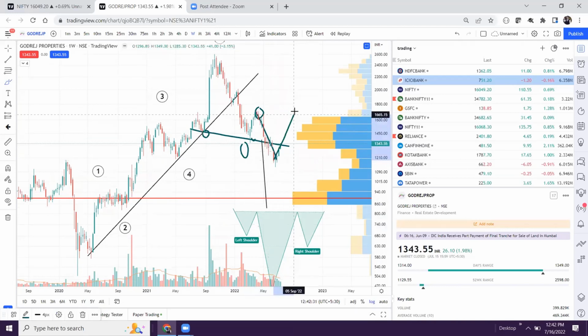So if price goes above this, right? It means now this is the first higher high, because this high is greater than this. Correct. And if it again forms a higher low, that low should be above this low.